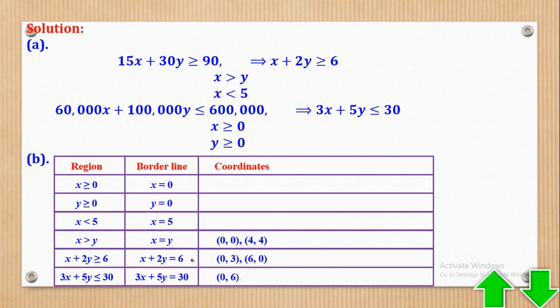So lastly, we shall get these coordinates. You ask, for example, when x is 0, it implies the whole of this is 0. So I remain with 5y equal to 30. Therefore, when I divide by 5 on both sides, I remain with y equal to 6, which is this. So that's where the 6 is coming from.